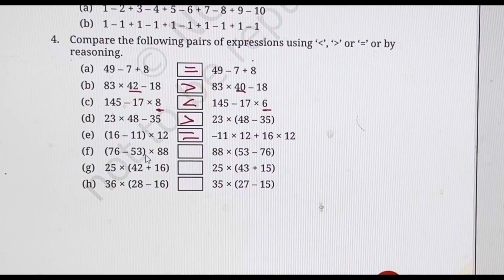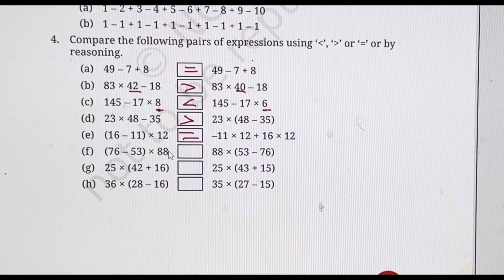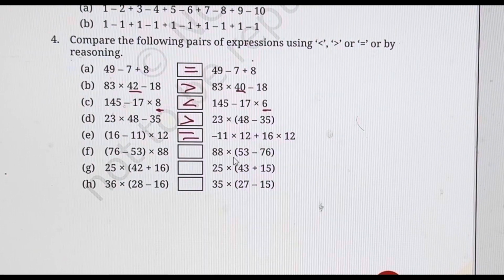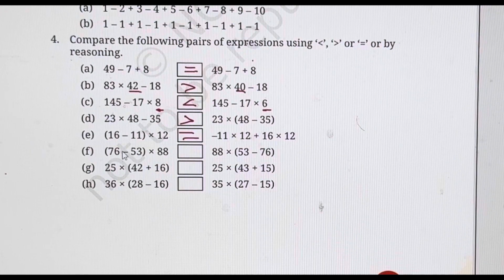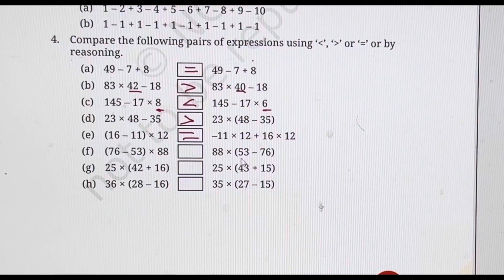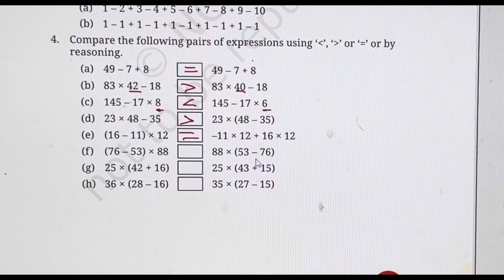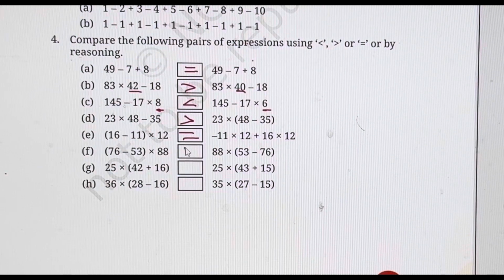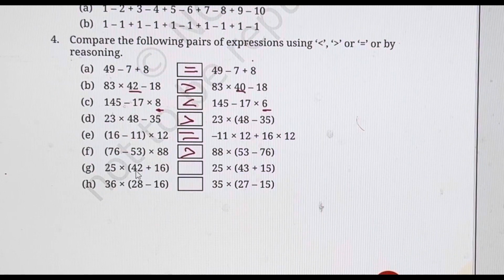F, 76 minus 53 into 88, and here it is 88 into 53 minus 76. Now just see, they have reversed the subtraction numbers, 76 minus 53 and 53 minus 76. So naturally here you will get a positive number and here you will get a negative number. So this is greater.